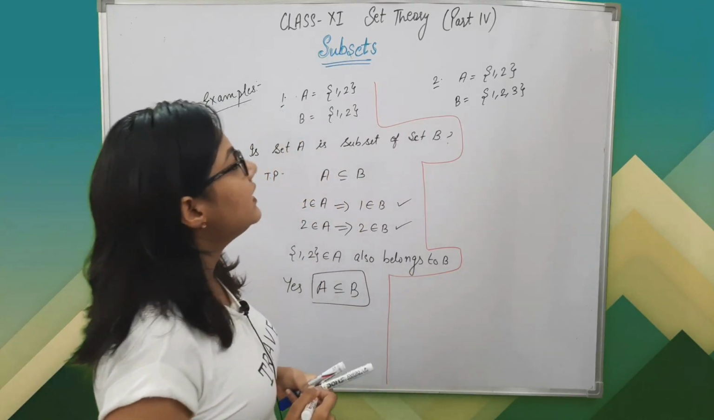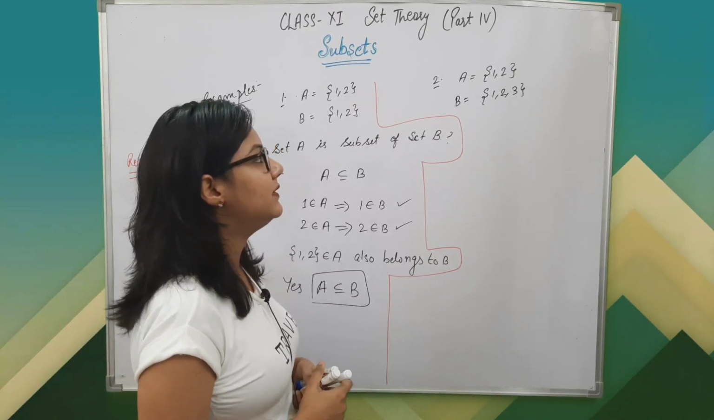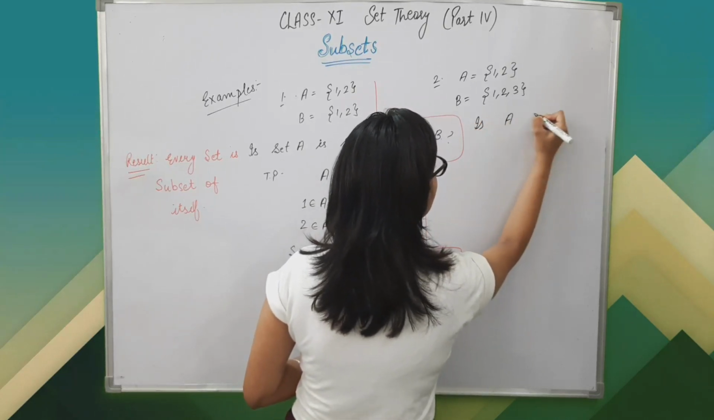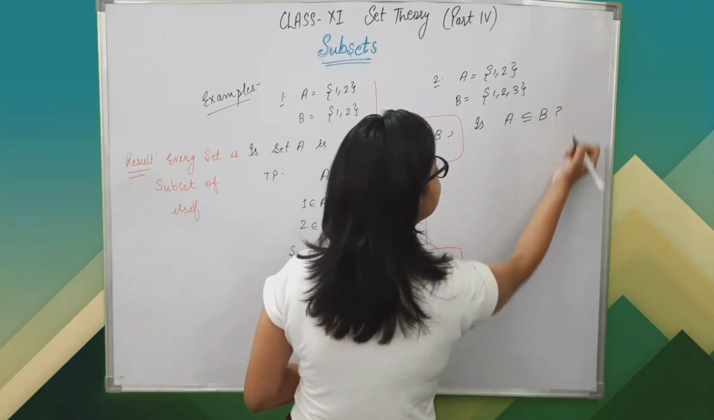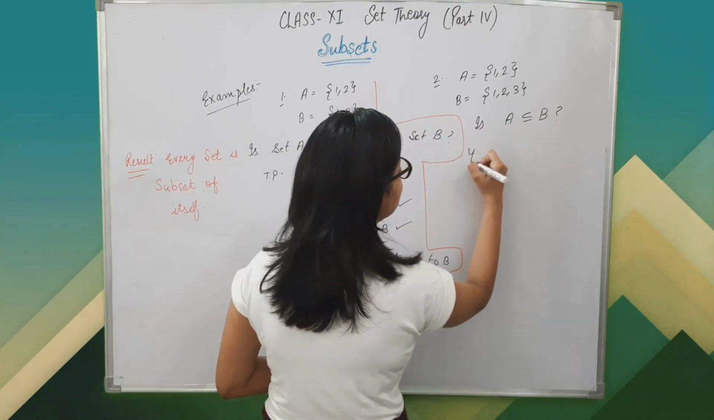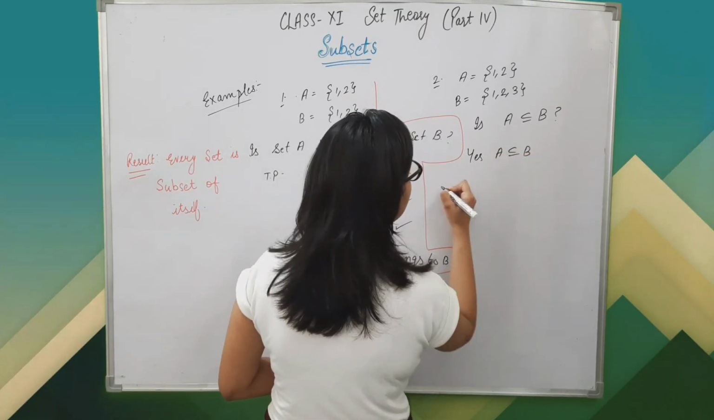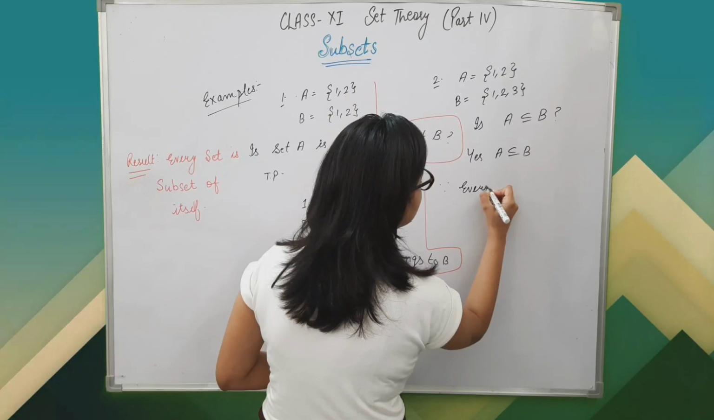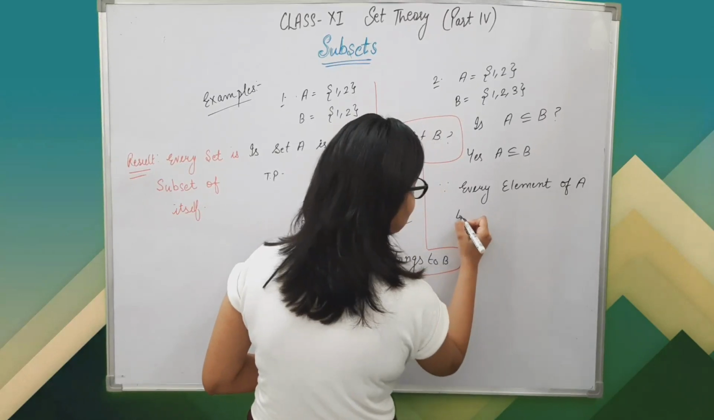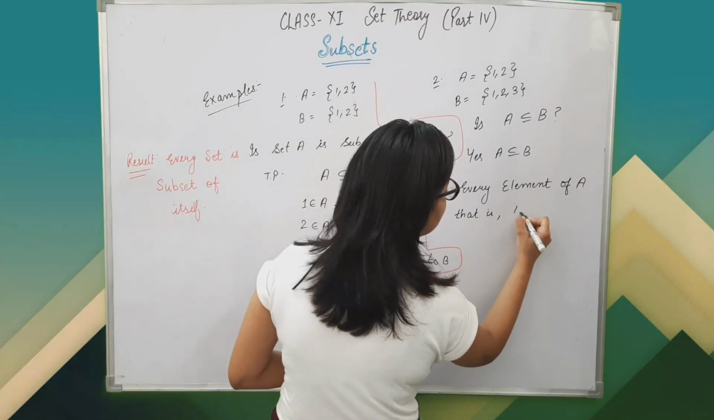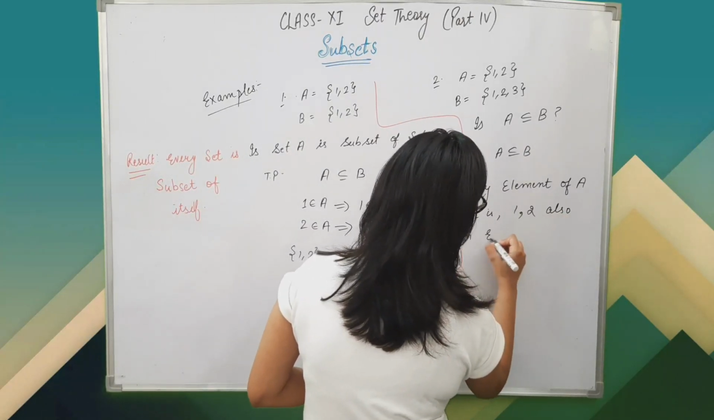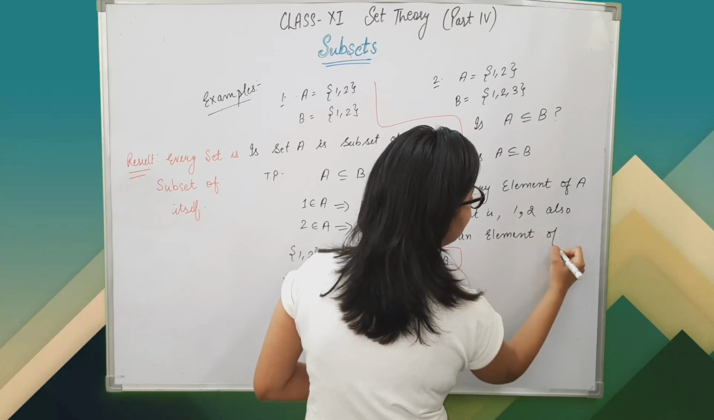Okay. Here we are given A equal to {1, 2} and B equal to {1, 2, 3}, and you have to show whether A is a subset of B. My question is, is A a subset of B? Yes, A is a subset of B because every element of A, that is, 1 and 2, is also an element of B.